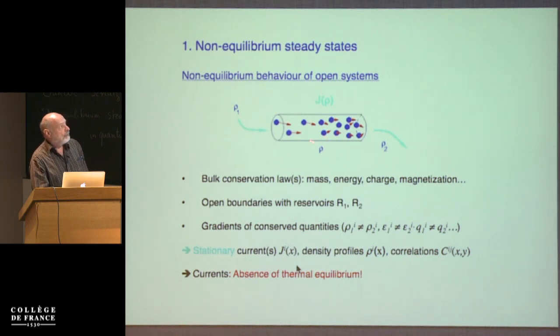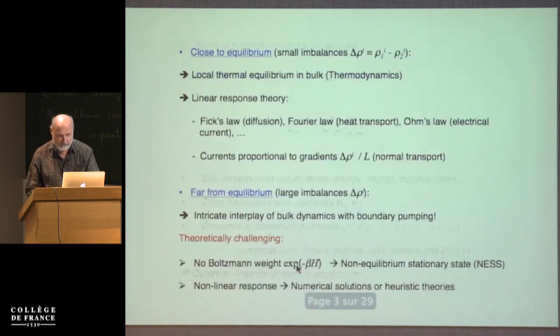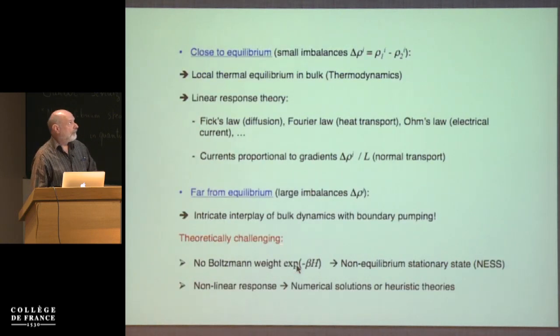So again, to summarize, here in the bulk, we have some conservation laws, mass, energy, whatever. Then we have open boundaries with reservoirs, two different reservoirs, 1 and 2, which then will generate some gradients. So we assume that the densities of these conserved quantities are different at the two boundaries. And as a result, there will be currents. There will be density profiles, so the density of these conserved quantities will not be constant anymore along the chain, and of course there will be correlations. Now, what these currents indicate is that we are not in thermal equilibrium. So that's, in the most general terms, what I have in mind.